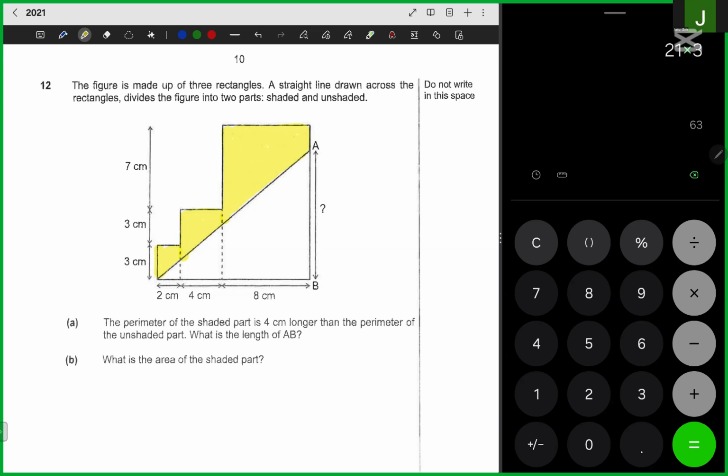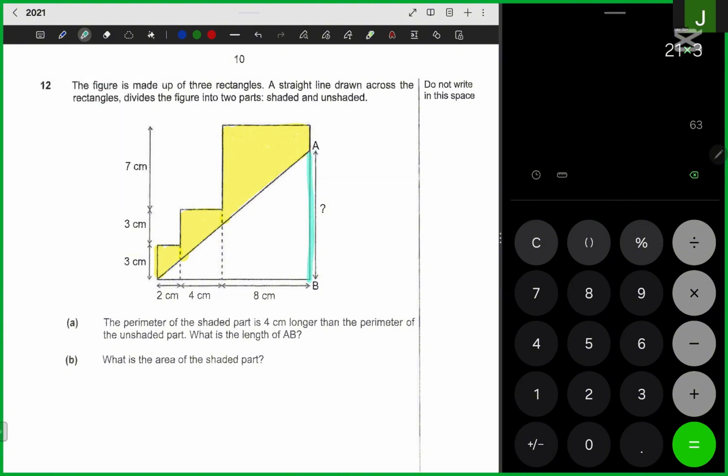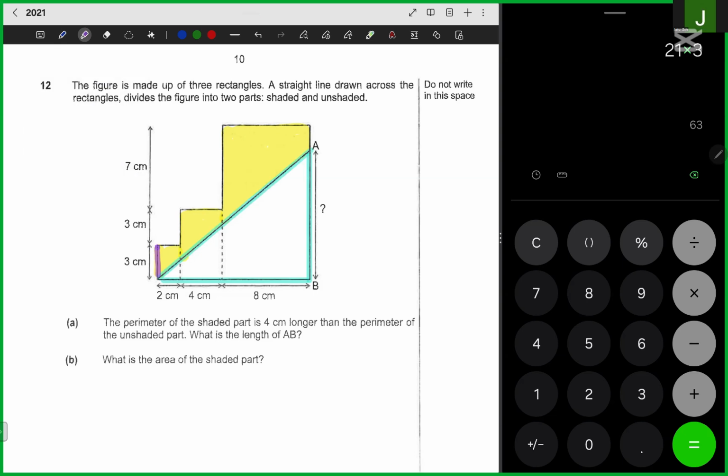So if you look at perimeter, what defines perimeter? The outline. So if you look at the unshaded one, let's trace the outline once first. The outline is made up of this part, and this part. Now, then the outline of the shaded part is where? I use a different color. Is here, like this. Okay, this is the perimeter of the shaded part. So now the question is, what is the difference?